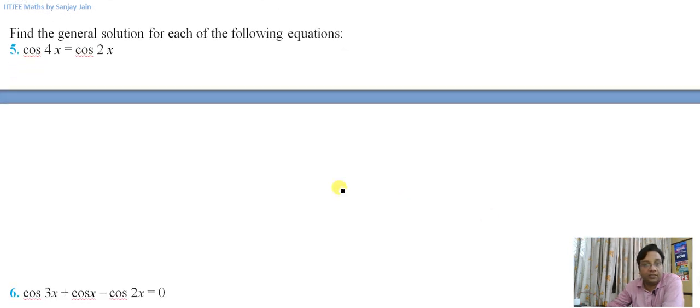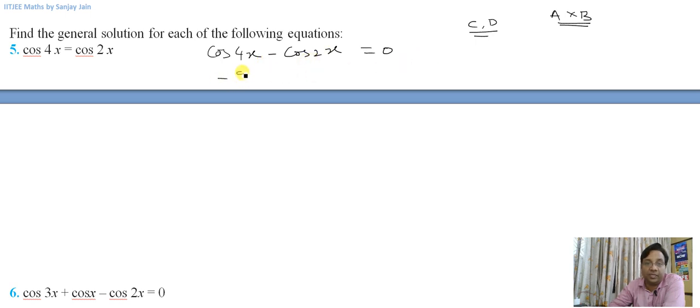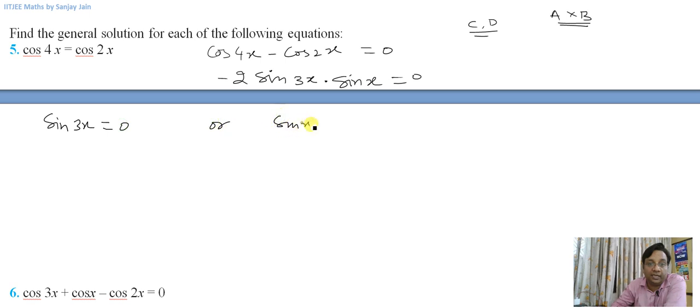Now find the general solution for each of the following equations. Now in this equation I have got cos 4x minus cos 2x. So I can write it like this, cos 4x minus cos 2x equal to 0. So this I can apply CD formula to bring it into product form, right? So cos C minus cos D can be written as minus 2 sine C plus D by 2, that is 3x, and sine C minus D by 2, that is 4x minus 2x by 2, and it is equal to 0. Now if you see, this is in product form, so I can say either sine 3x equal to 0 or sine x equal to 0.